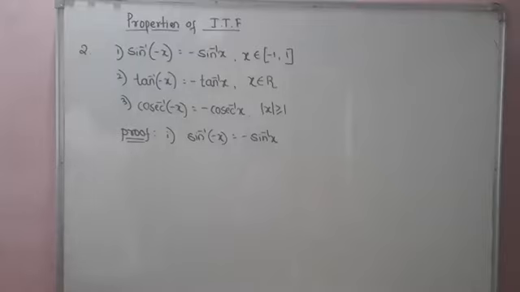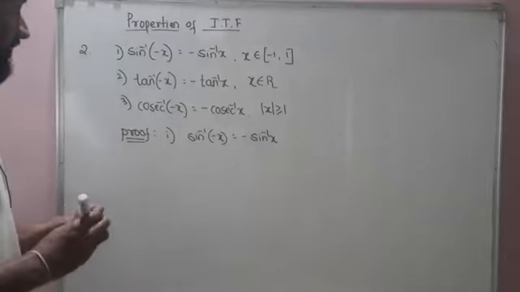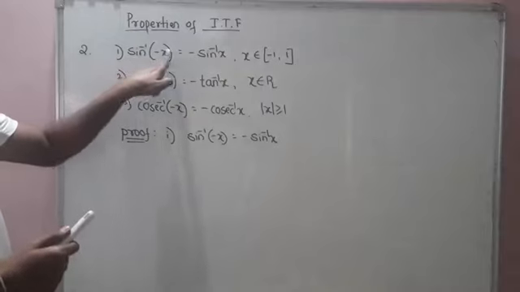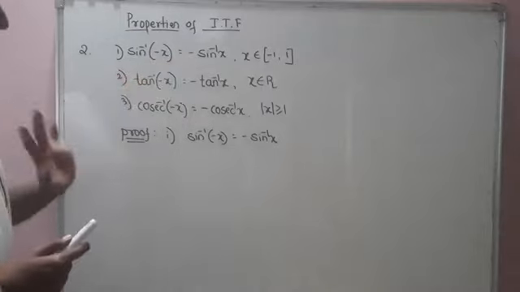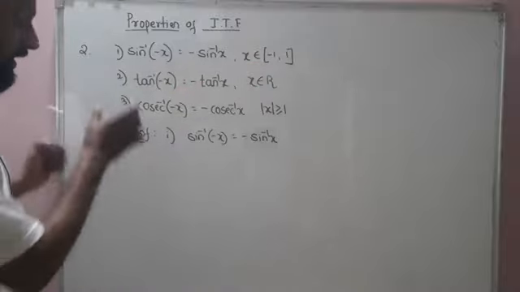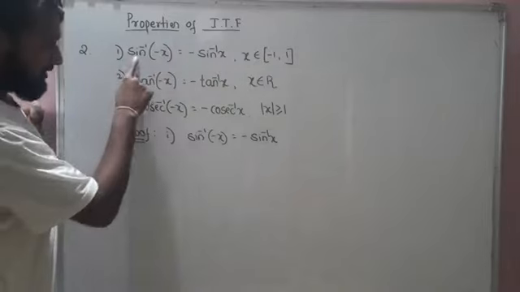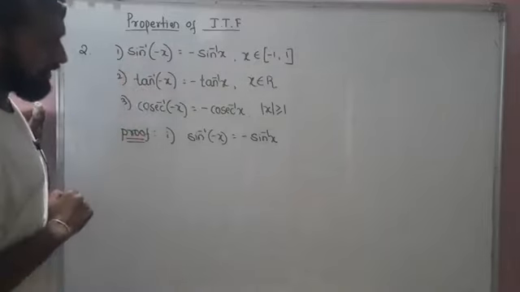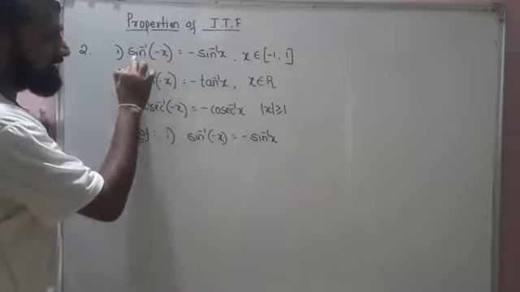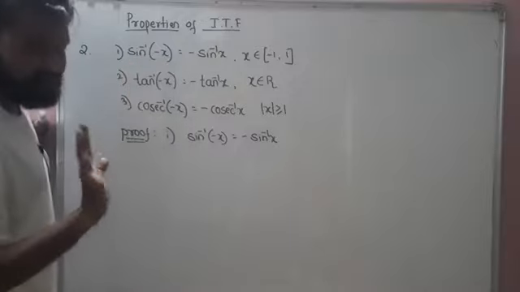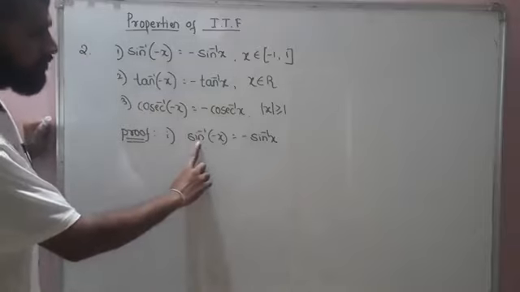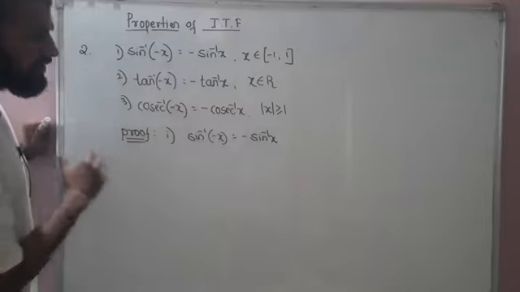Well, let's understand the second type of properties, that is sine inverse of minus x is equal to minus of sine inverse x, when x belongs to minus 1 to plus 1. Similarly for the other two, tan inverse and cosec inverse. What is actually happening is that the minus sign inside the inverse function is coming outside. That is the only thing you have to remember. Okay, so let me give the proof for the first one. The rest two you can do by yourself.